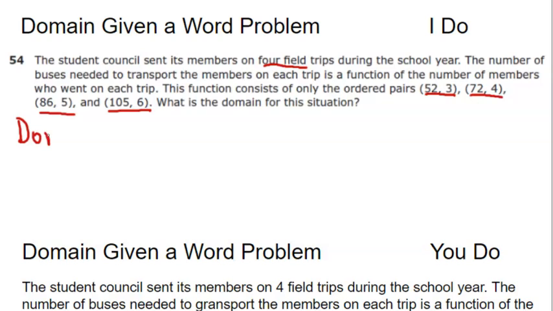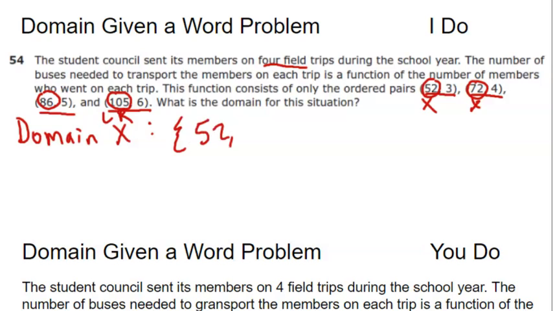Remember, domain is left, right, x. And so we're only going to look at the x values. Those are the x values right here. So we're going to order those from least to greatest. Looks like they're already in that order. So we have 52, 72, 86, and 105. And that's our domain.